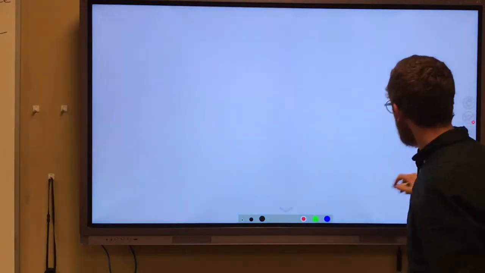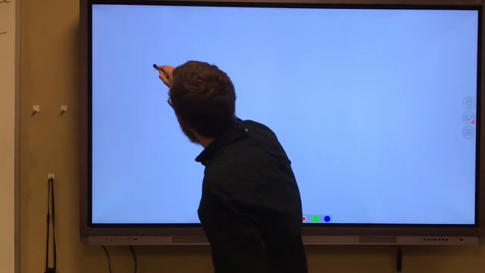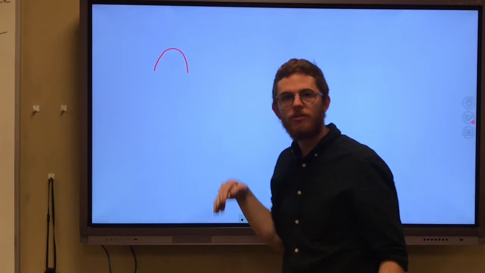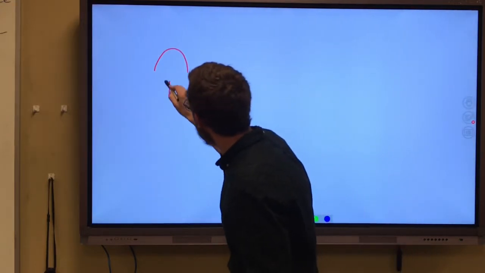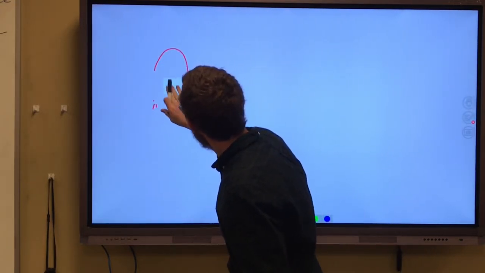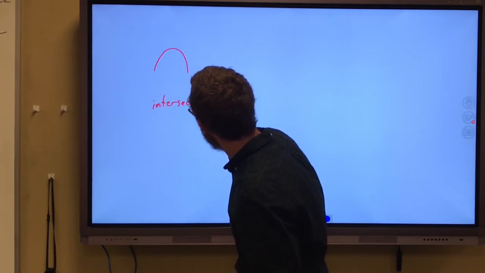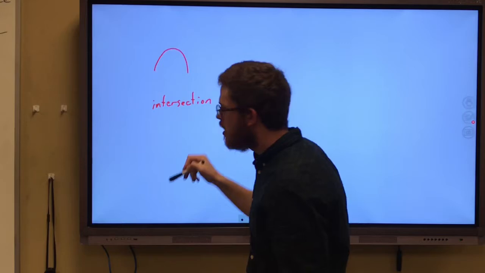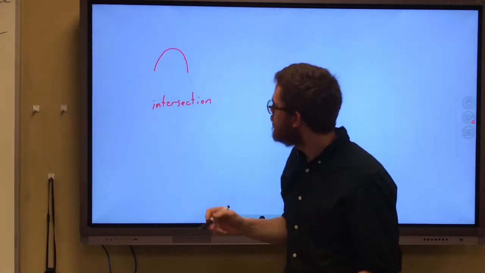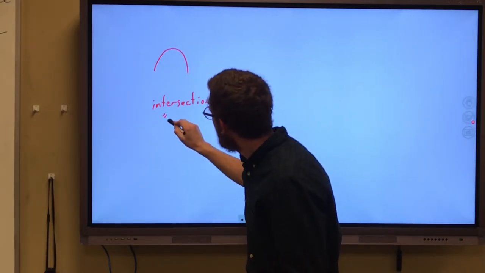So what we have established is that this right here is the intersection symbol. This is intersection. We also kind of think of this as the word and.